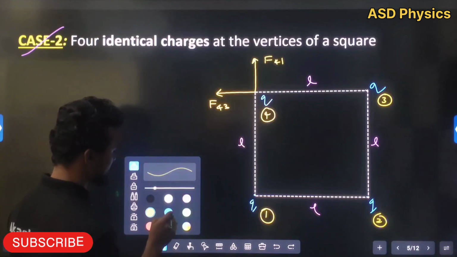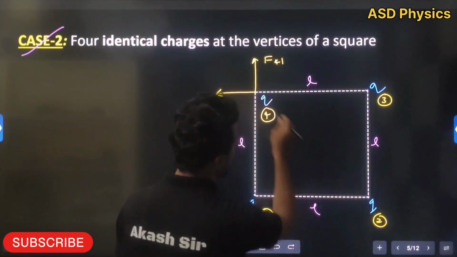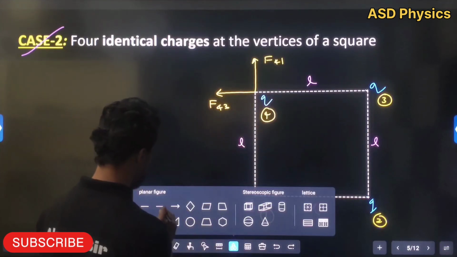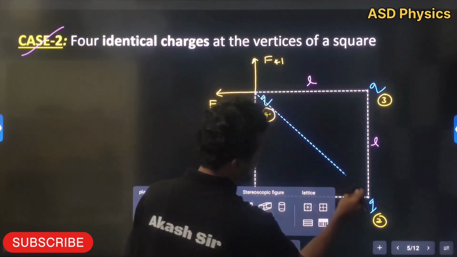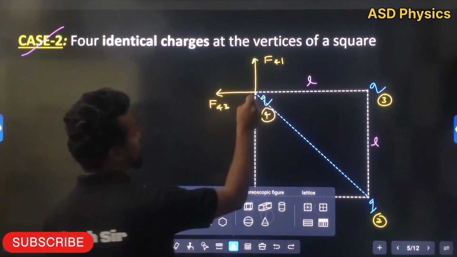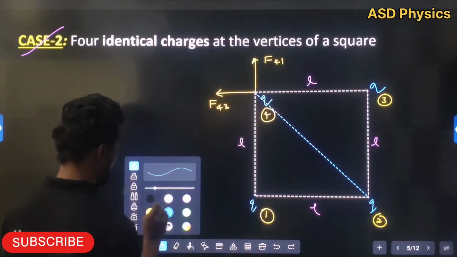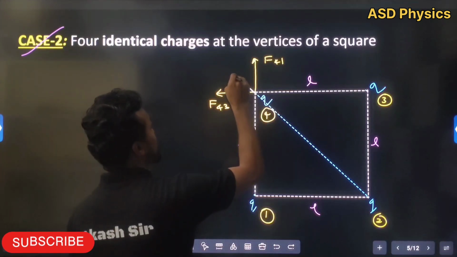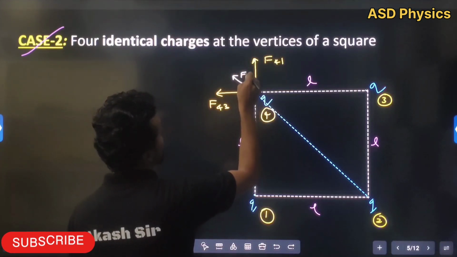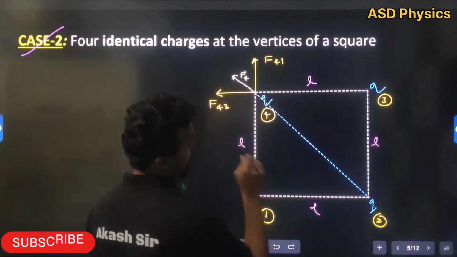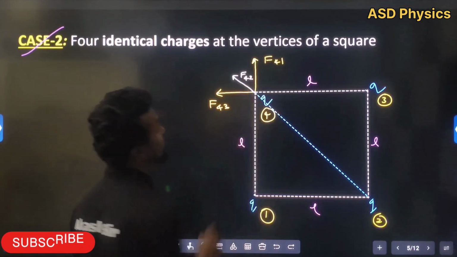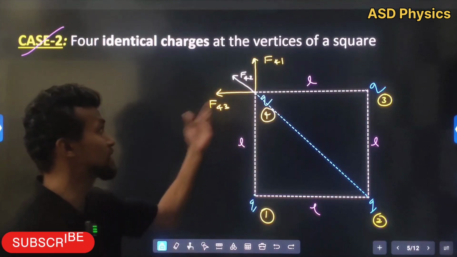Similarly, the force on 4 due to 2, again we have to draw here. We have to connect them by a straight line because the forces are central forces here. So see here please, it will be given like this, and this force will be the force on 4 due to 2. So how many forces are there here? Students, there are 3 forces.